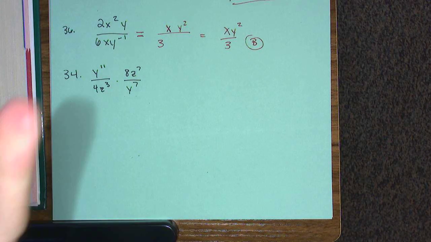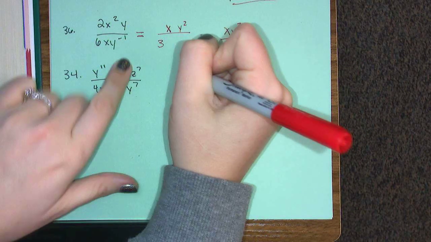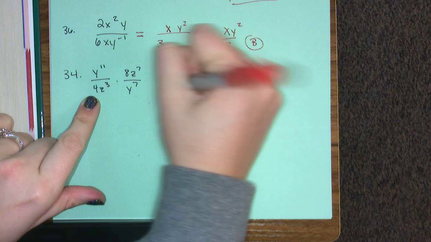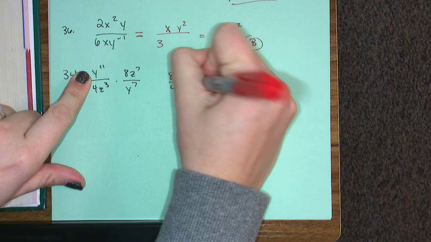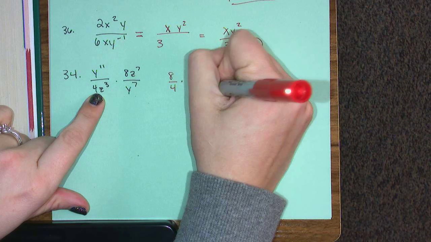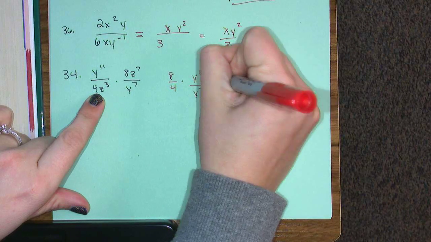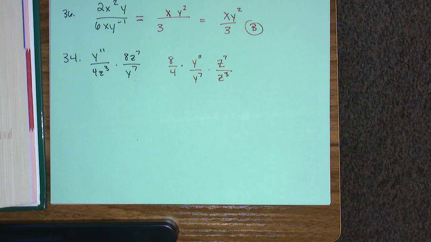I don't even know what I just did with this marker, but okay. So I have 8 over 4, times y to the 11 over y to the 7, and then I have z to the 7 over z to the 3rd. Now, I don't typically rewrite it, but I think for ease, it would be better to do it this way. So, what happens to my numbers?